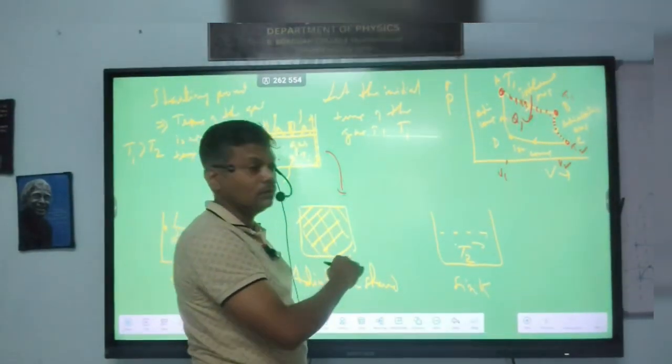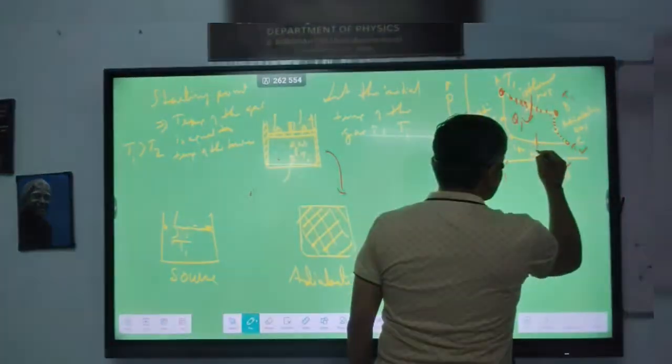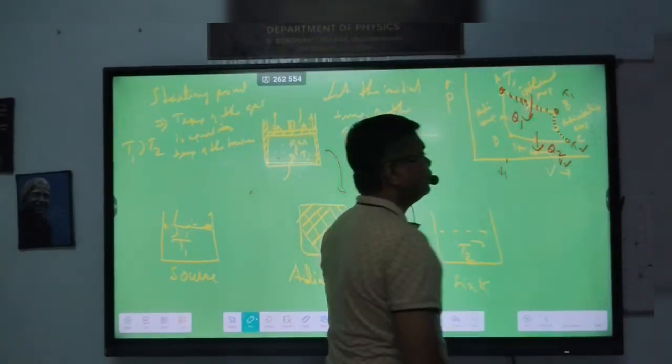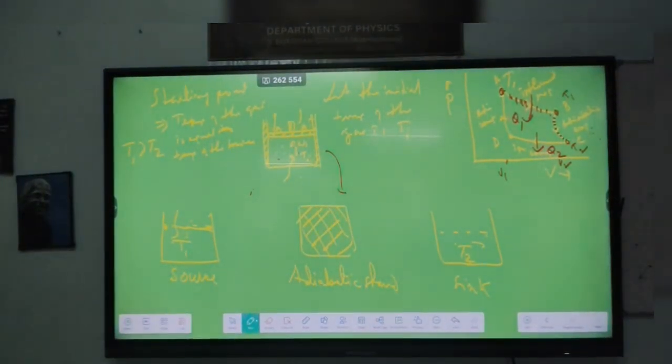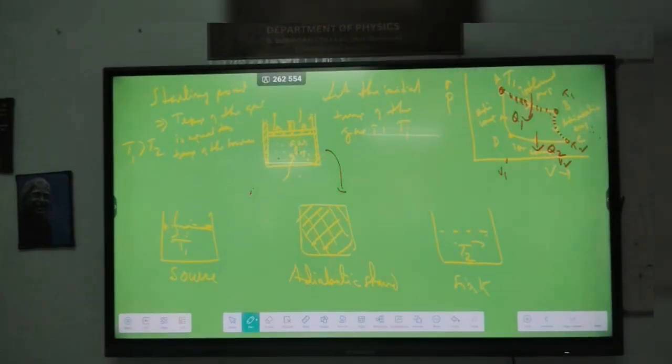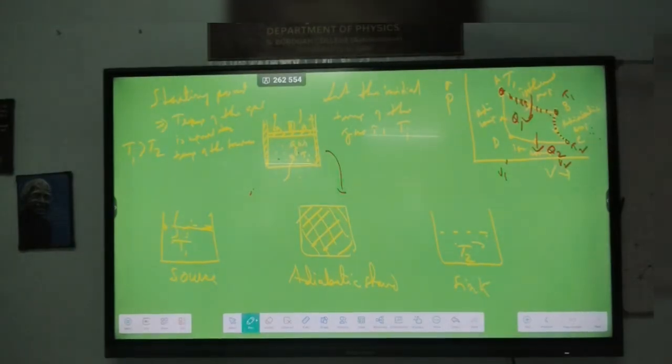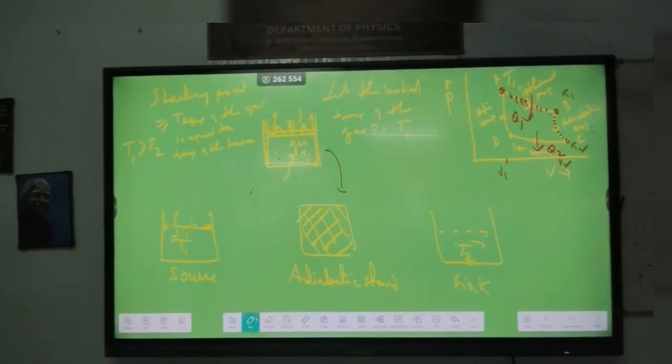So it is Q2, so Q2 amount of heat will be given to the sink during the compressing process. Now I am compressing in such a way that the gas again comes back to the volume V1.